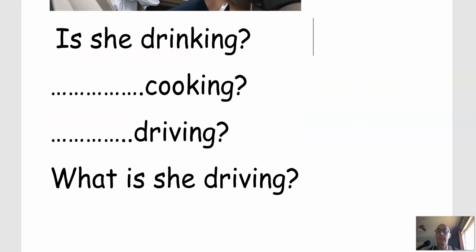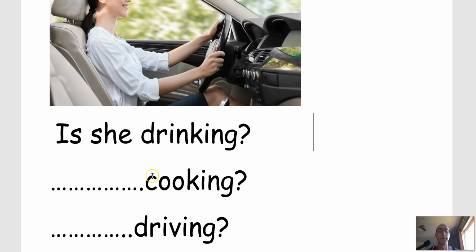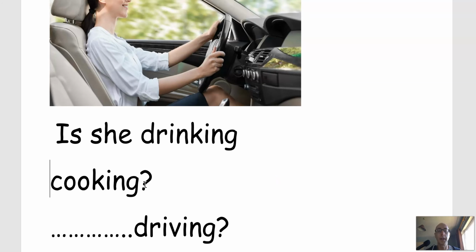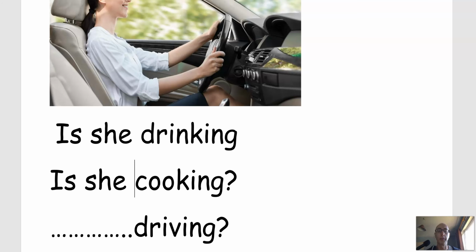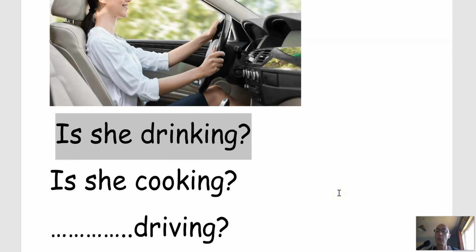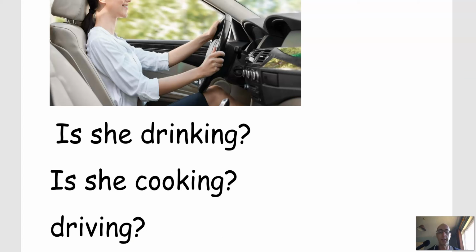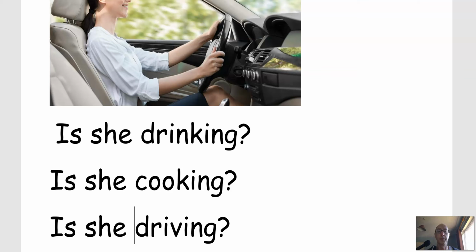Cooking. How do we make a question with cooking? Again, it's the same. Is she cooking? So, is she drinking? No, she isn't. Is she cooking? No, she isn't. Let's make a question with driving. It's the same question again. Is she driving? Yes, she is.